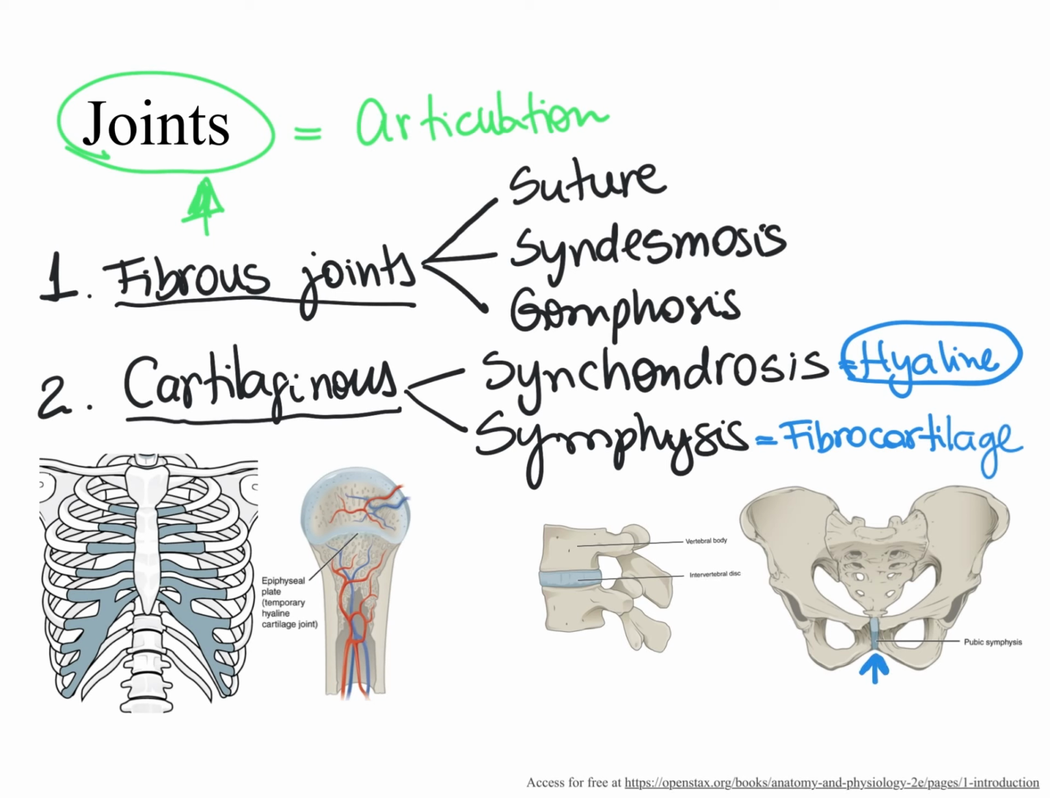And since this is fibrocartilage, this is a symphysis. Since this is a symphysis between the two pubic bones, this is named pubic symphysis. So it tells you that that is a symphysis.